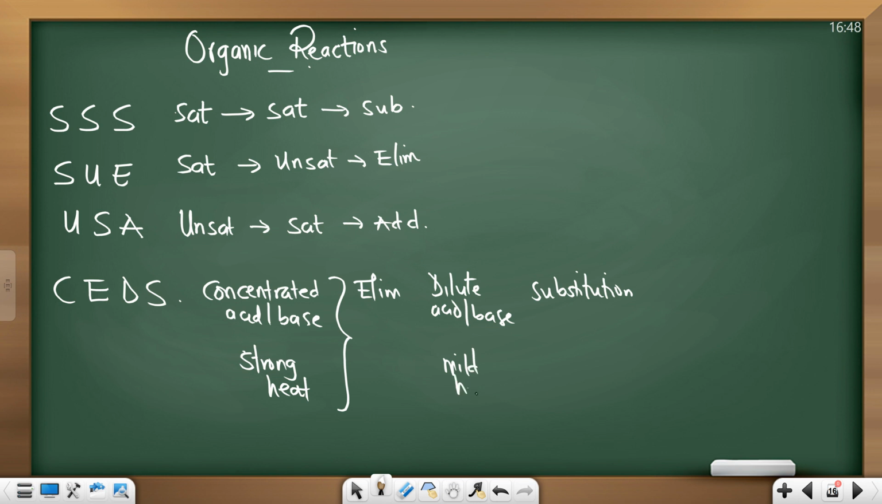If you can just keep to this, I promise you that 100% on organic reactions is mostly guaranteed. Saturated to saturated, you have a substitution reaction. Saturated to unsaturated, you have what? Elimination reaction. And the third one, unsaturated to saturated, you have what? An addition reaction. Your job is to now check what you are adding, what you are removing. If you are adding hydrogen, then it becomes what? Hydrogenation, you know.